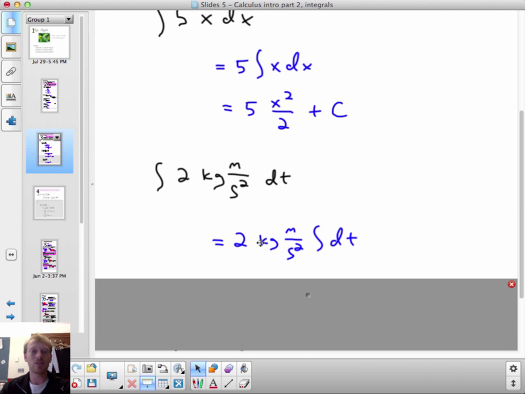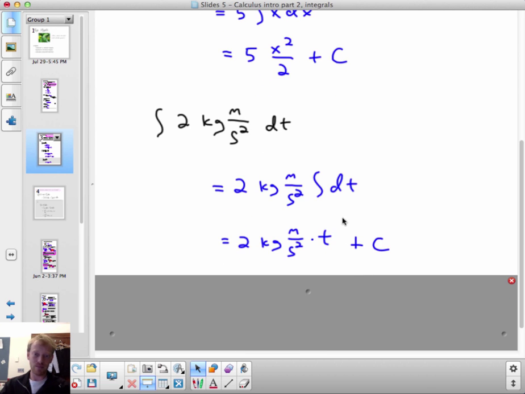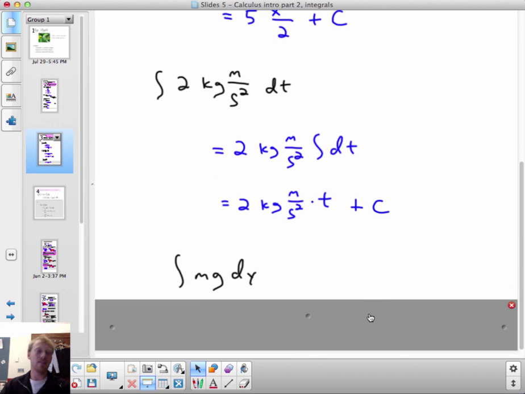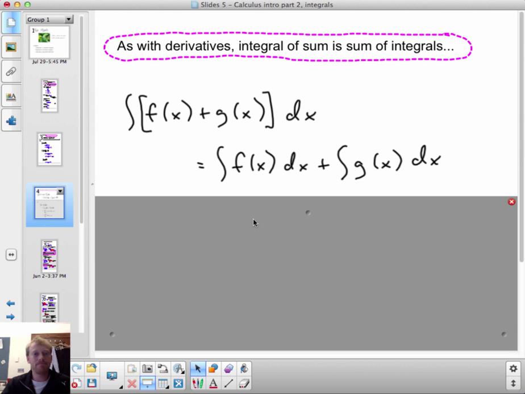2 kilogram meters per second squared times the integral of dt. Well, the integral of dt is just t plus c. And finally, what function of y has a derivative of mg? mgy plus c. Cool.